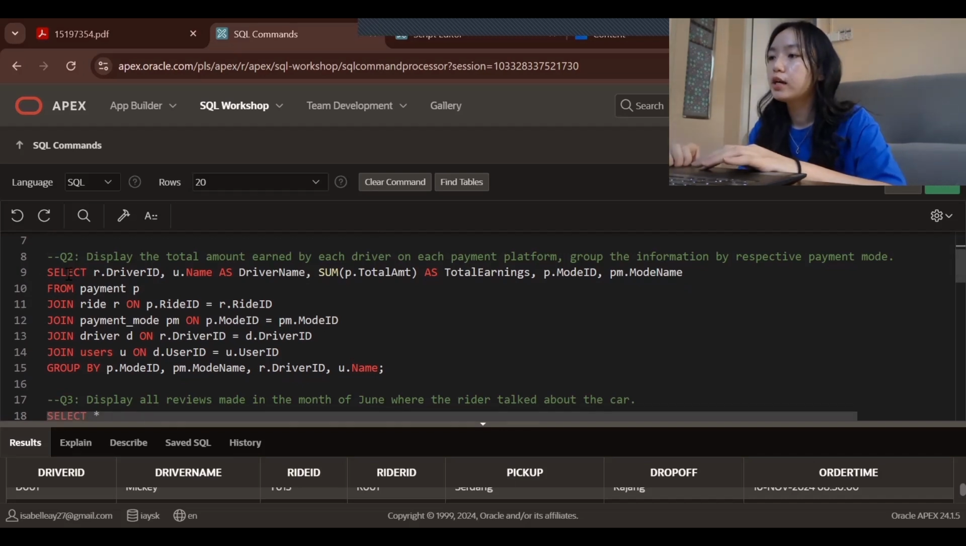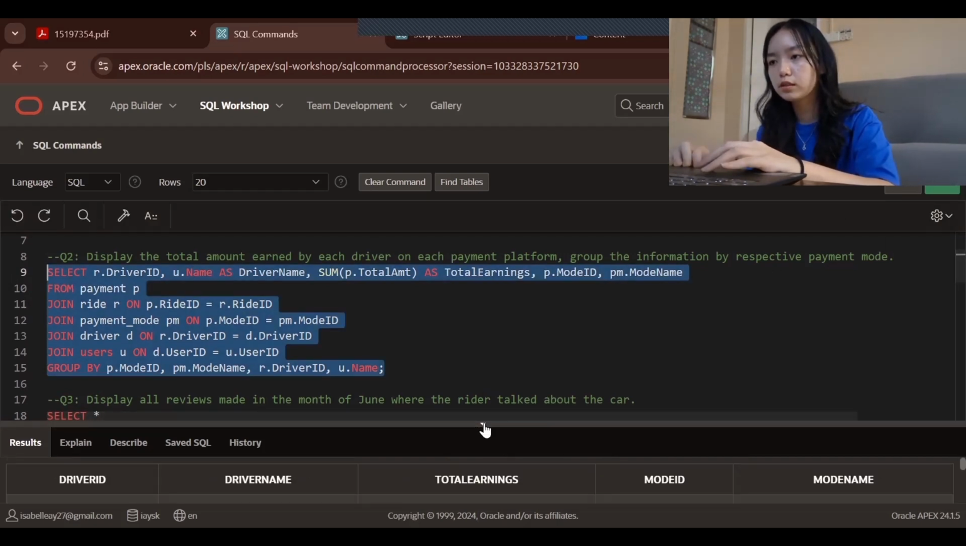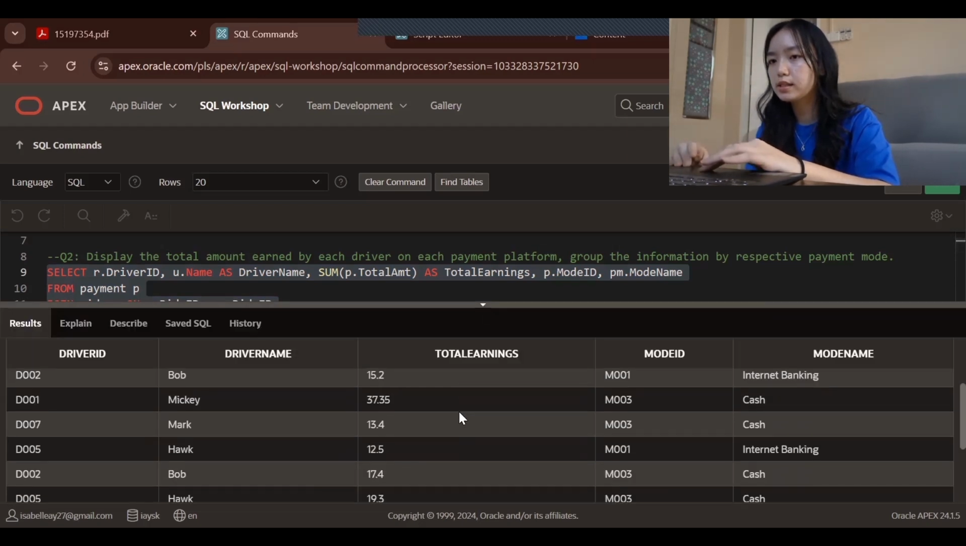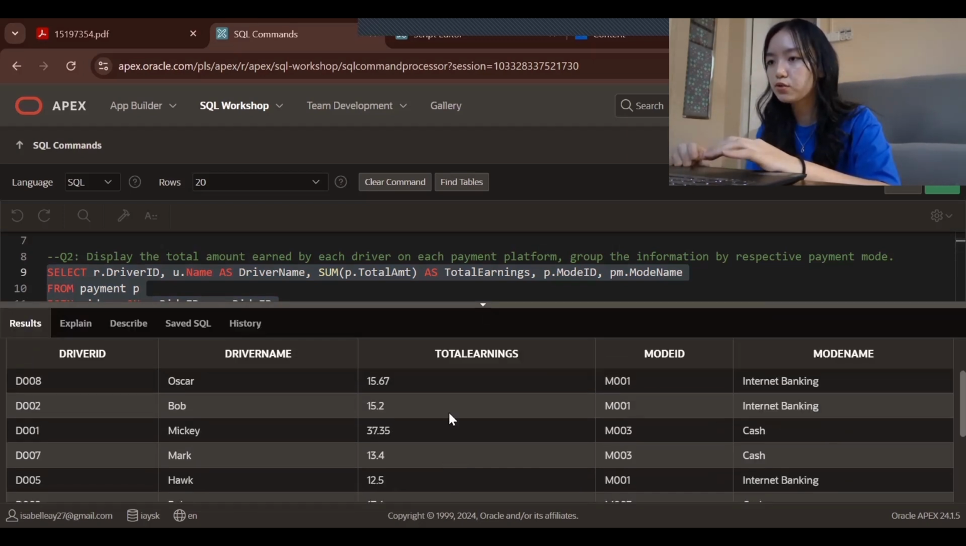So here, for the 4-table join, we actually did a 5-table join. The 5 tables are payments, ride, payment mode, driver, as well as users. And finally, for the group by function, we group by all these non-aggregated attributes. So we're just going to run it very quickly to check. Right, and here are the results, complete with the mode name and everything. These are the total earnings.